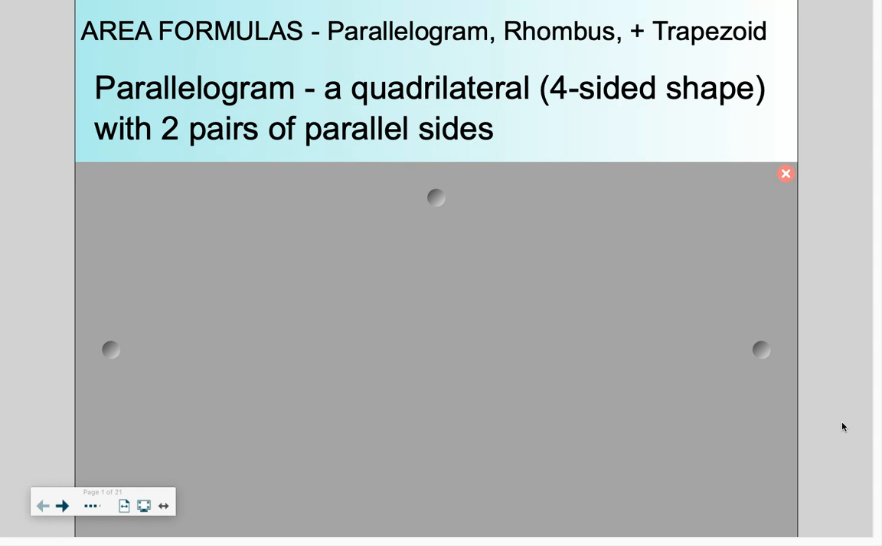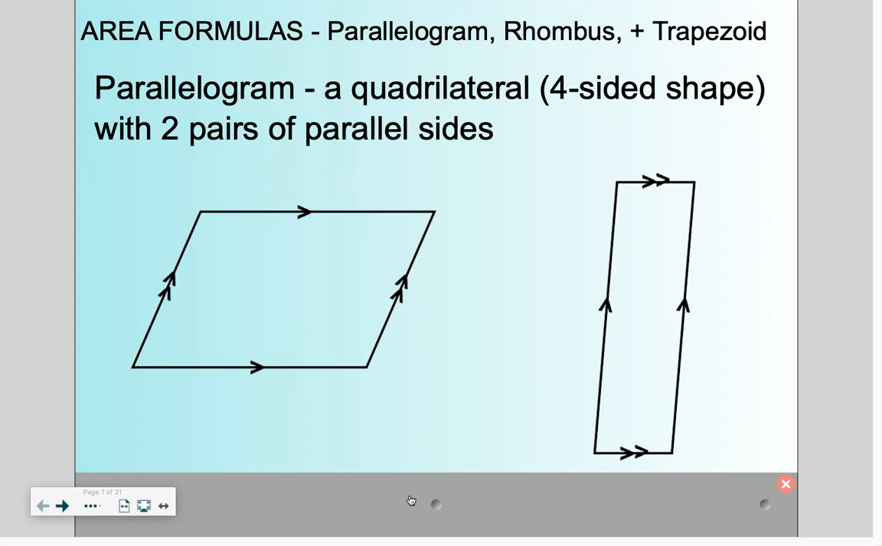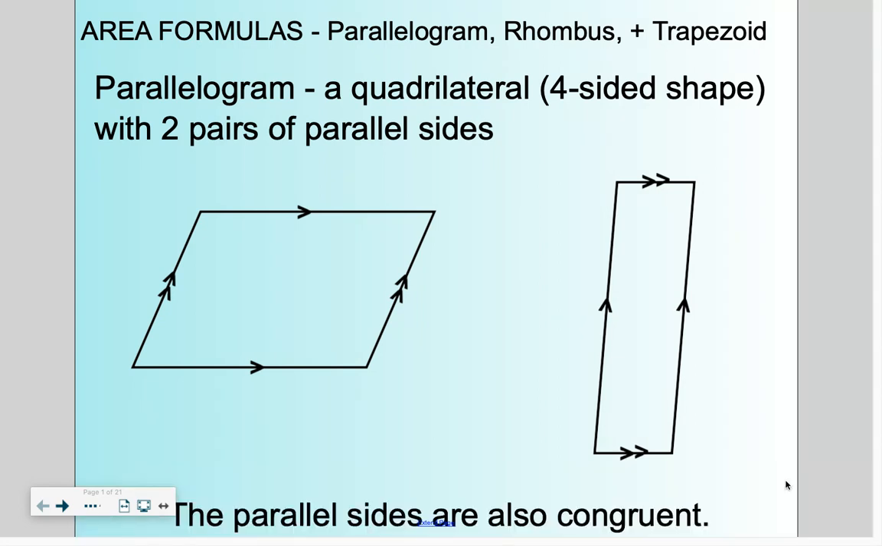So first and foremost, a parallelogram is a quadrilateral, a 4-sided shape with 2 pairs of parallel sides. So here are 2 examples of what a parallelogram could look like. And you also need to be aware of the fact that the sides that are parallel are also congruent. So by definition, top and bottom are parallel, right and left are parallel. Same thing for this one. In addition, though, the top and the bottom are congruent and the right and left are congruent. Again, these marks themselves just mean parallel. You have to also know that the sides are congruent.